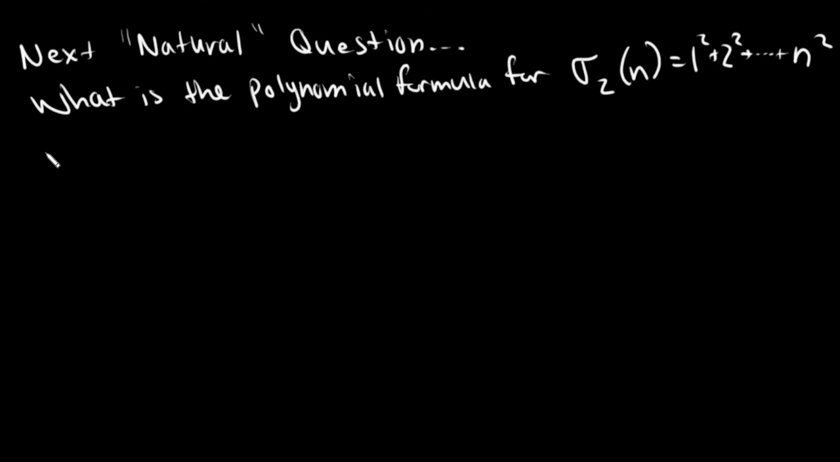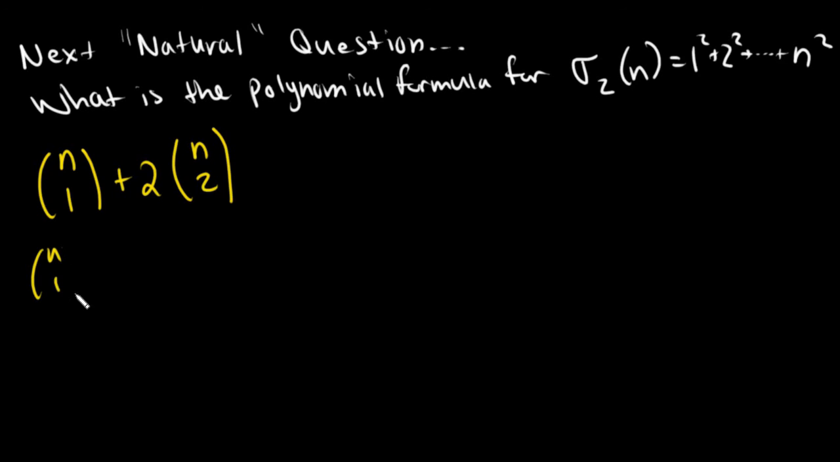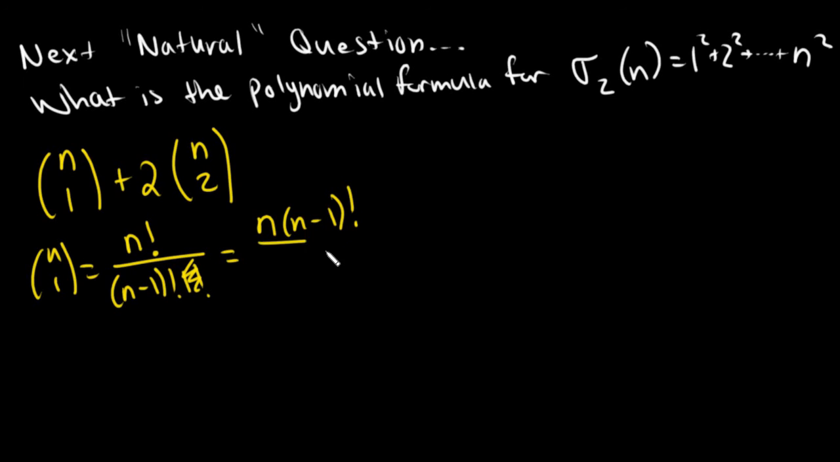Well, first, let's start with a realization. What is n choose 1 plus 2 times n choose 2? This might seem like it came out of nowhere, but I will show you why I'm concerned with this. Well, n choose 1 is equal to n factorial over n minus 1 factorial times 1 factorial. Well, 1 factorial is just 1. And n factorial in the numerator can be rewritten as n times n minus 1 factorial. And then in the denominator, I'll keep the n minus 1 factorial. And as you can see, the n minus 1 factorials cancel out, and you're left with just n.